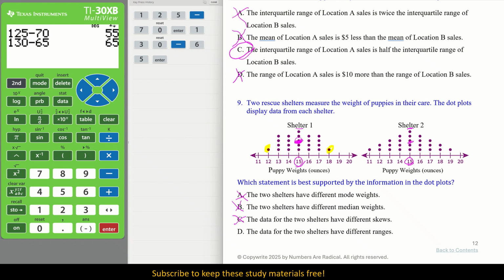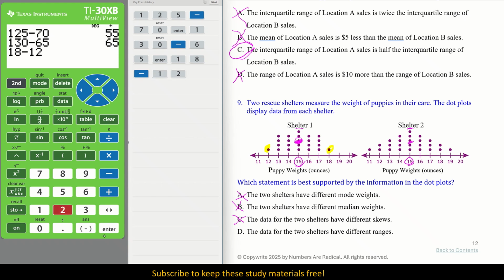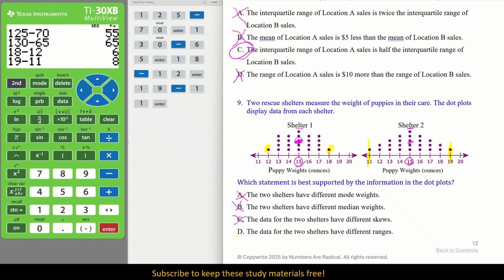The data of the two shelters have different ranges? Okay, I'll believe that once I calculate them. So let's do that. Let's look at shelter 1. I have 18 minus 12. What do we have? 6. And then over here we have 19 minus 11, and it's 8. So they are different. So yes, we are left with option D.